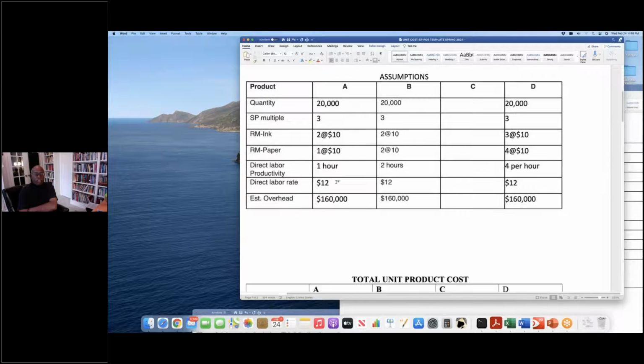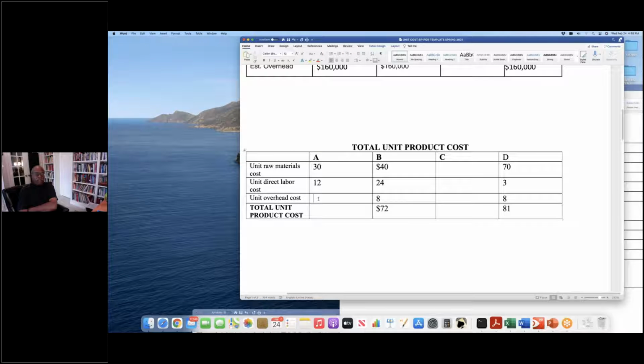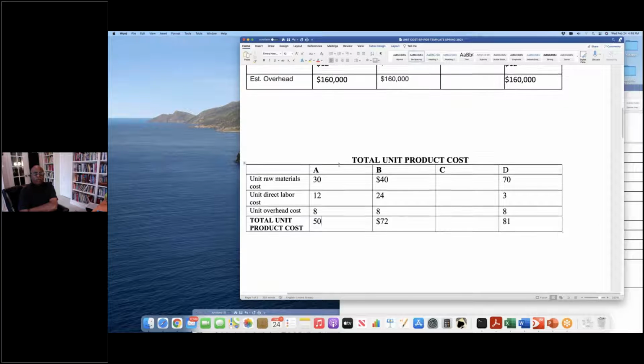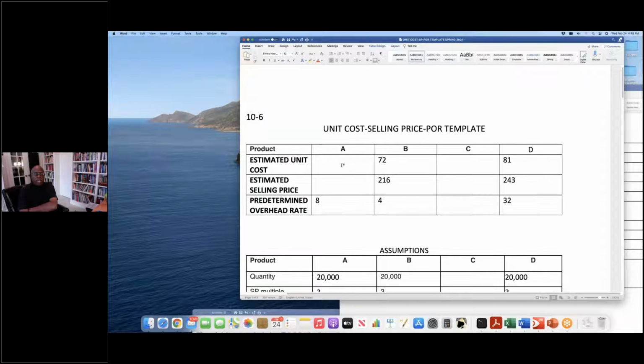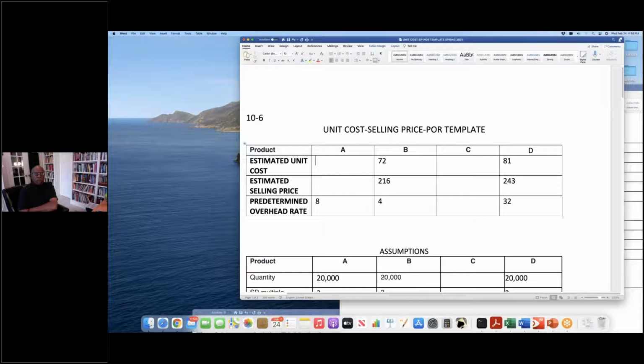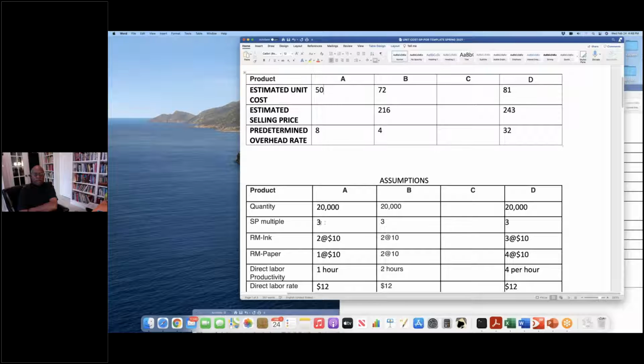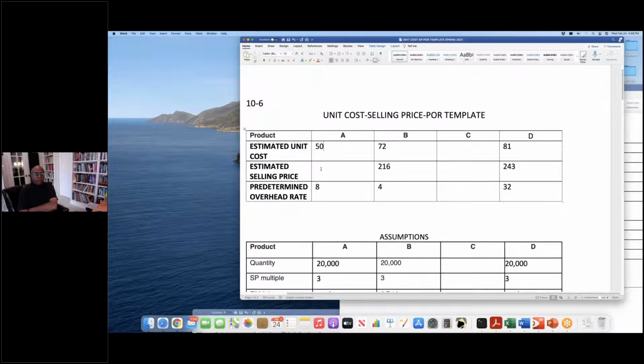The selling price, oh, so I got to get the cost first. Unit overhead cost is what? 8. So our total cost is what? 50. And so we got our 50 there. Our selling price multiple is what? 3. So the answer is 150.